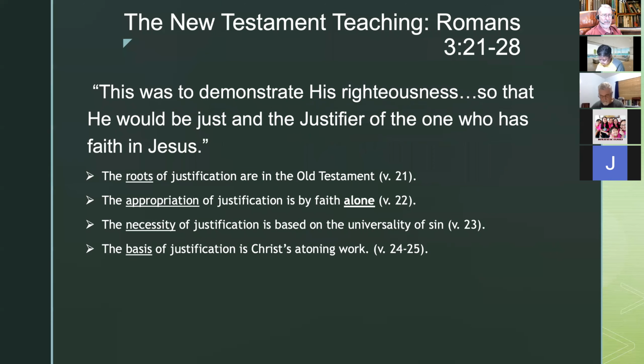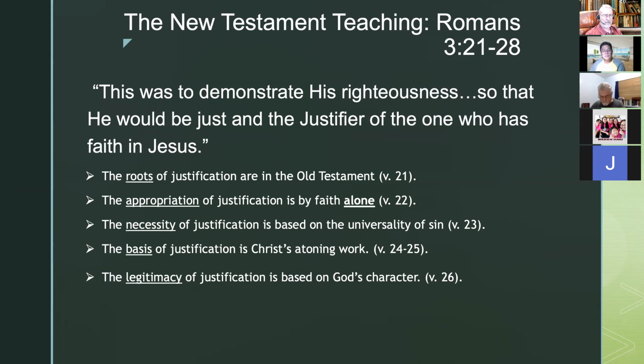And we can go on. This was to demonstrate his righteousness so that he would be just and the justifier of the one who has faith in Christ. So the legitimacy of justification is based strictly in God's character alone. God is both just and the justifier. How can God be just if he justifies the ungodly? He can't. He can only justify the one who is in fact just because of his faith in Christ. And that's a key in verse 26.